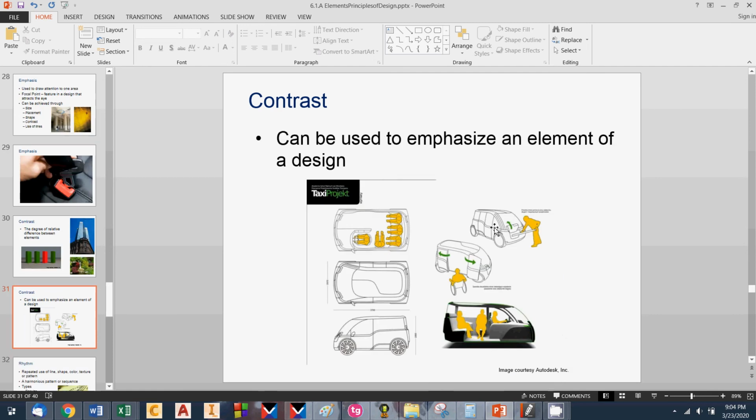All right, like we had said, you can use contrast as a point of emphasis. This conceptual drawing here has used color to help the people stand out and show specifically how the people would sit in this vehicle.